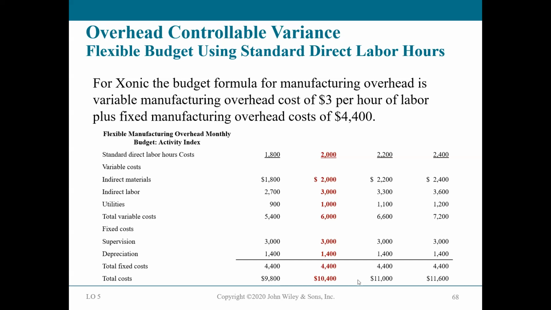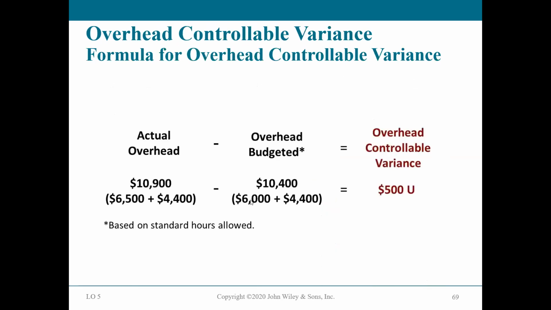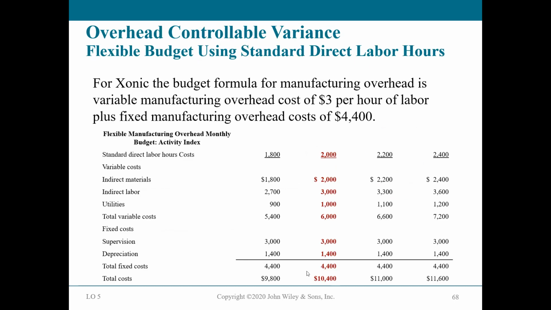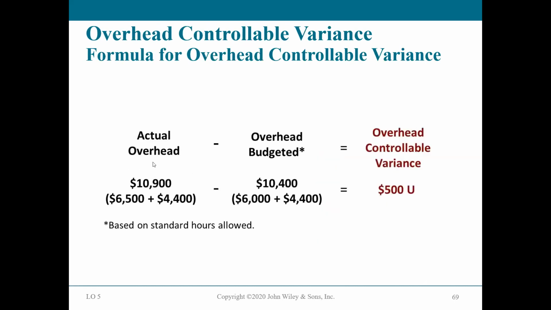So our standard direct labor hour costs, we have different activity levels, but we're expecting 2,000. So this red column here would be our standard expected manufacturing overhead. So our budgeted overhead, based on standard hours allowed, would be 10,400 in total. I'll go back, 10,400. Versus our actual overhead, based on the number from a few slides ago, was 10,900. So we had a controllable variance of $500 unfavorable. Actually spent more than expected.